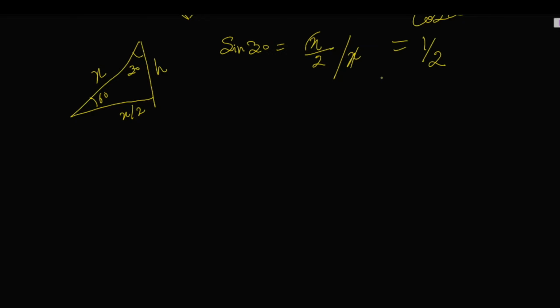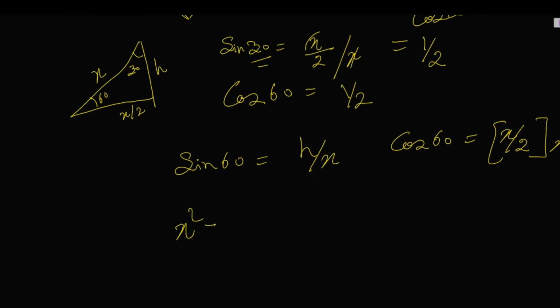Cos 90 minus 30, that is cos 60. So that means sine 30 equal to cos 60 equal to half. Let's try to find the value of sine 60 now. So what will be sine 60 from here? Sine 60 will be h by x.